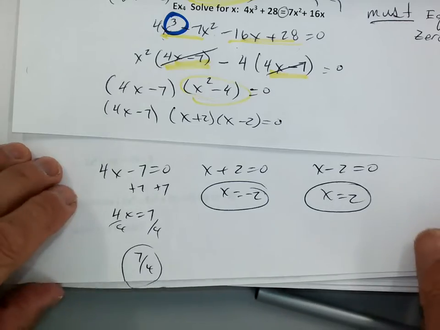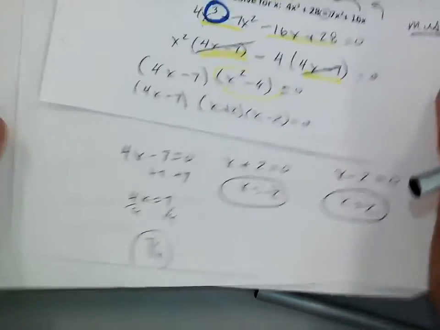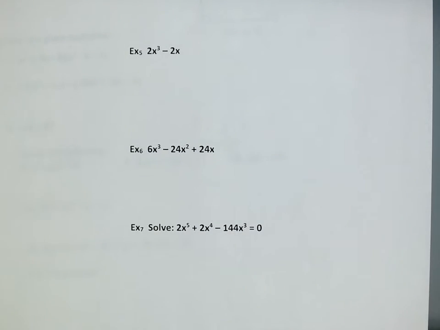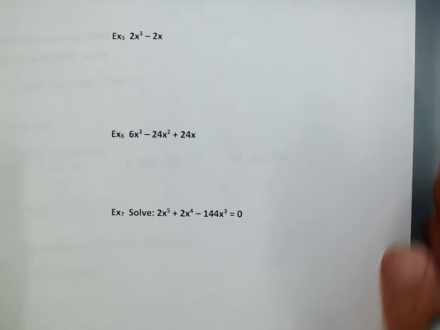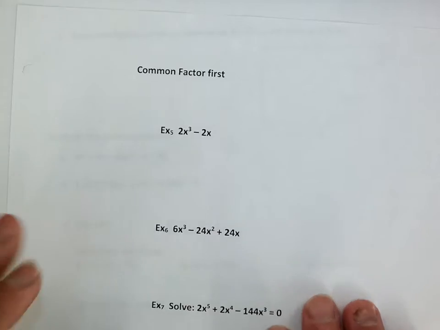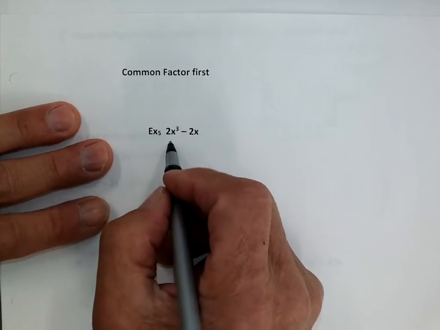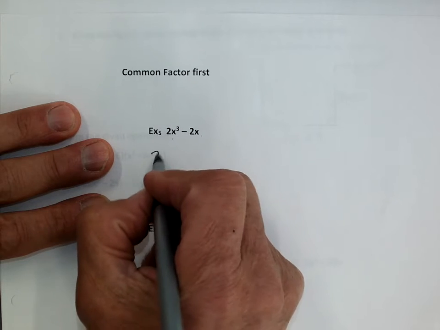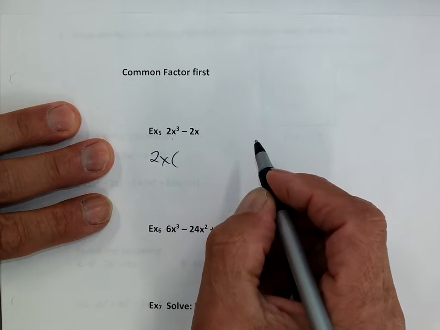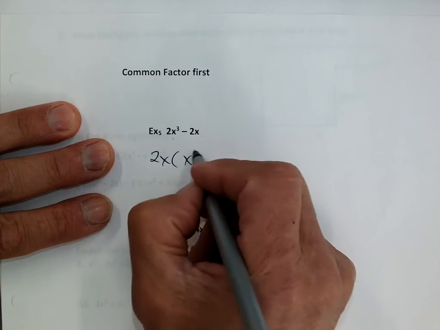Okay, let's see what I have on the back page. Okay, common factor. These are kind of a review of what we did as far as hard factoring, but we'll do it real quickly. Okay, I see a common multiple of 2x, and I have an x squared minus 1.